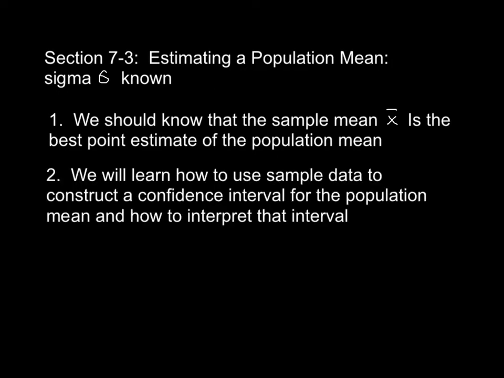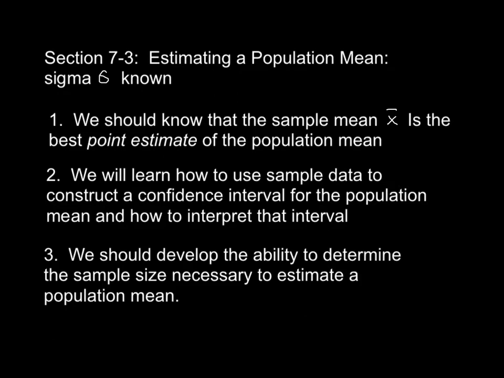The second thing out of this section is we're going to learn how to use that sample data and construct a confidence interval that the actual population mean we hope it lies in, and then how to interpret that interval. And the last thing we're going to learn to do is to determine what sample size we're going to need in order to get a good estimate of the population mean. It may be that we want to estimate a population mean. We know a couple things about the population. How big should our sample be so that the results of this section are valid?